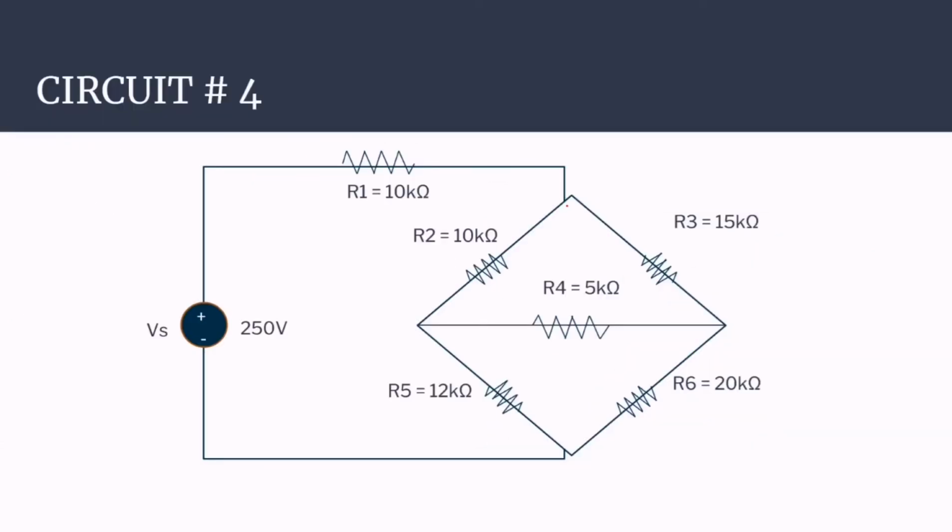Next, for our circuit number 4, we have 250 volts. R1 is 10k ohms. R2 is 10k ohms. R3 is 15k ohms. R4 is 5k ohms. R5 is 12k ohms. And R6 is 20k ohms.